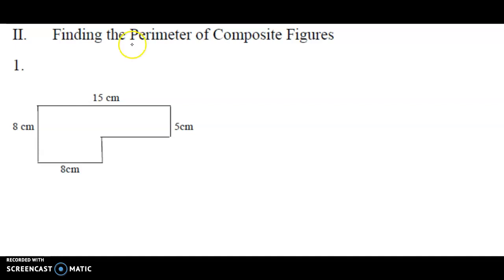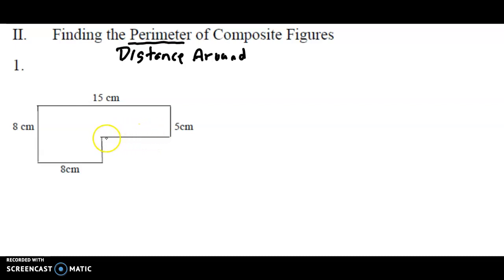Now, perimeter, again, is the distance around the object. So what we're going to be doing is adding up all of the sides around to get the perimeter. Now, for these, what you're going to notice is we're going to be missing some of the measurements.